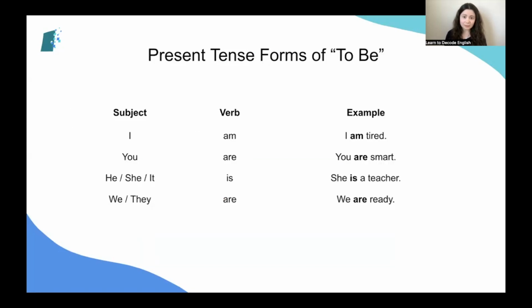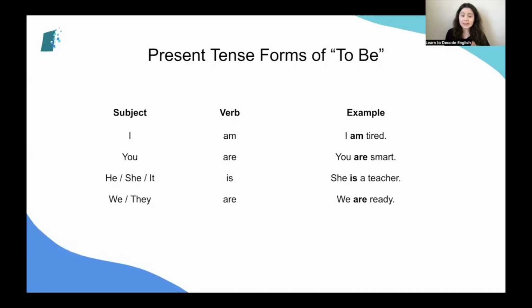The verb to be has several different present tense forms, and they mostly don't sound related to each other. So usually, we just have to memorize which form of the verb to be goes with which subject. If you're referring to yourself and using the first person pronoun I, you'll use the form of the verb to be, am. I am tired.